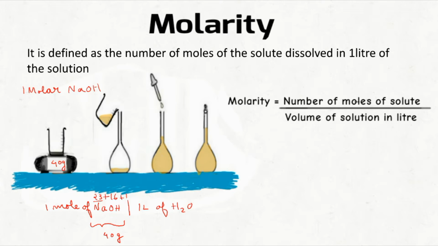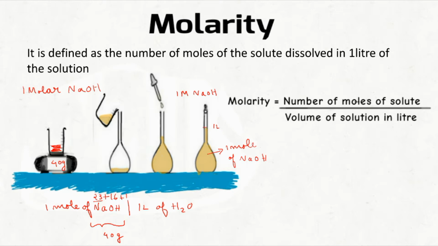We are dissolving the sodium hydroxide in a little amount of water and transferring that into a round bottom flask. After that, we add enough water and make the volume up to 1 liter. Now, 1 mole of sodium hydroxide is present in 1 liter of solution. Correct? If so, what will be the concentration of this solution? This solution is 1 molar sodium hydroxide, we will say.